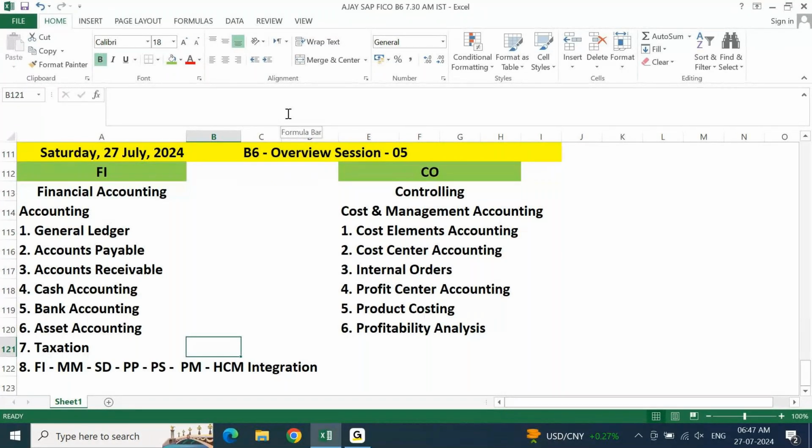Similarly, accounts payable, receivable, cash accounting, asset, all these areas, you should have minimum basic functionality understanding. When we talk about minimum basic functionality understanding, nobody will accept if you say, I don't know this. Instead, you should say, I know what it is, but I have not worked on it because in my previous project, in my previous assignment, I was not given any opportunity to work on these areas.